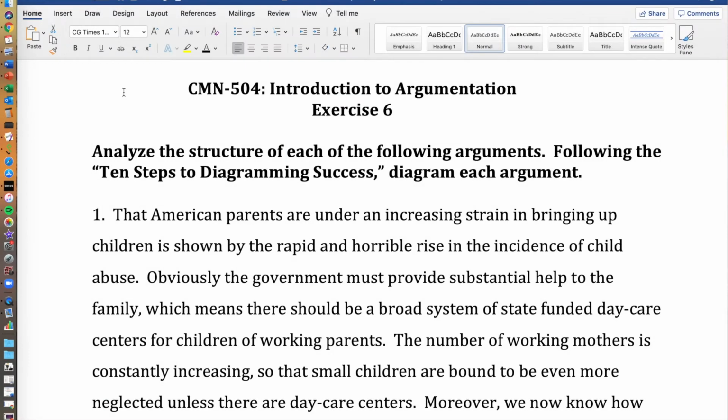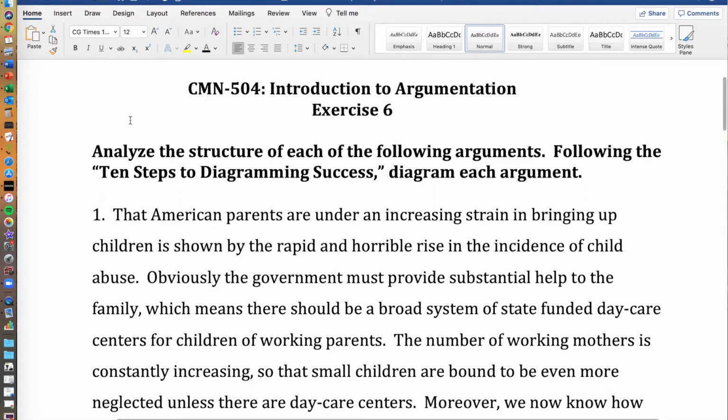So this will be a review of homework exercise number 6 on diagramming. The instructions are to analyze the structure of each of the following arguments, and following the 10 steps to diagramming success, diagram each argument. That is, produce a general model diagram for the reasoning in each of the 3 examples.